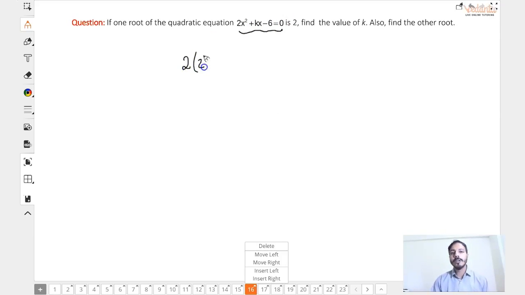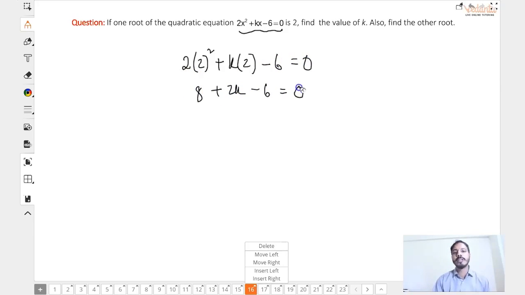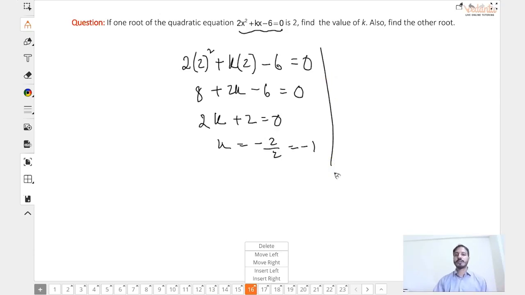That means 2 into 2 square plus k into 2 minus 6 should be equal to 0, and this is 8 plus 2k minus 6 equal to 0. So 2k plus 2 is equal to 0, or k is equal to minus 2 by 2, that is minus 1. So we got k as minus 1. Now let me put this value here and I get 2x square minus x minus 6 equal to 0. So what have I done? I have put this k value in this particular quadratic equation.